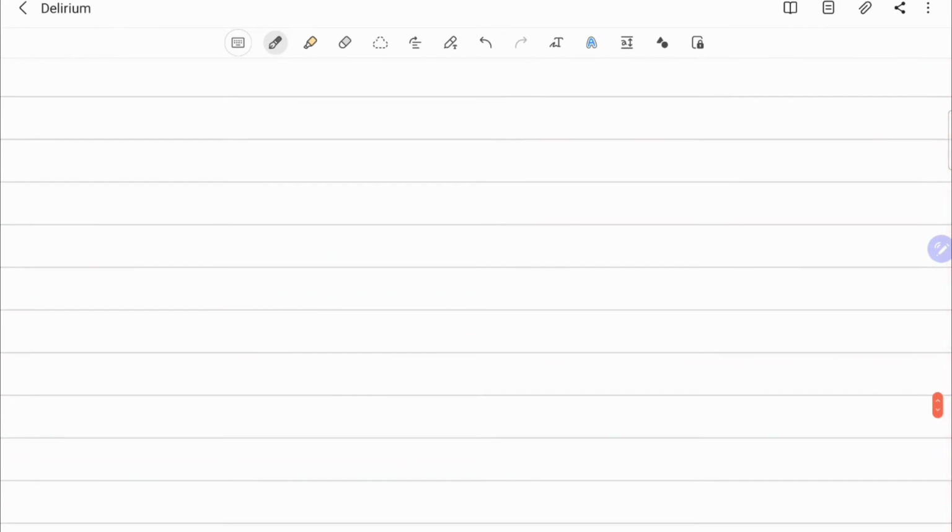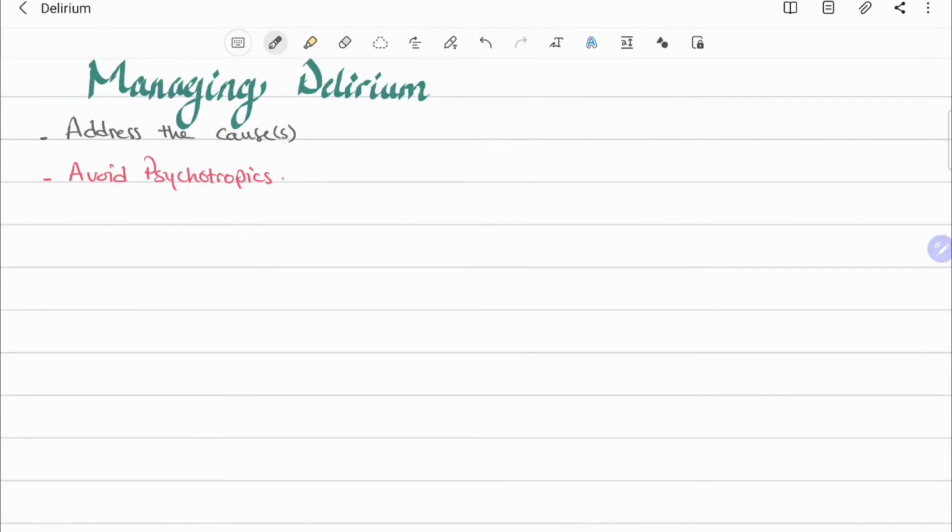So in patients who establish delirium, what do we do? The first and most important thing is we should address the cause or causes of the delirium in the patient. Drugs are not required for most patients. We should also avoid using psychotropics to manage delirium. We should address its cause or causes, as I said, and use non-pharmacological interventions first.